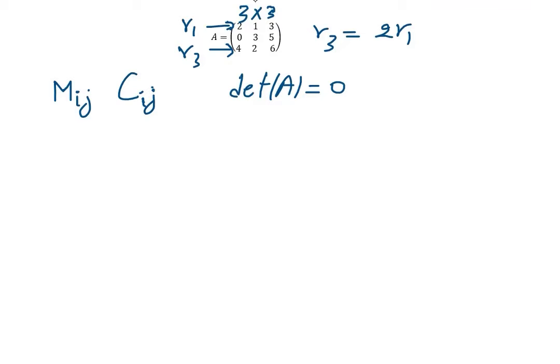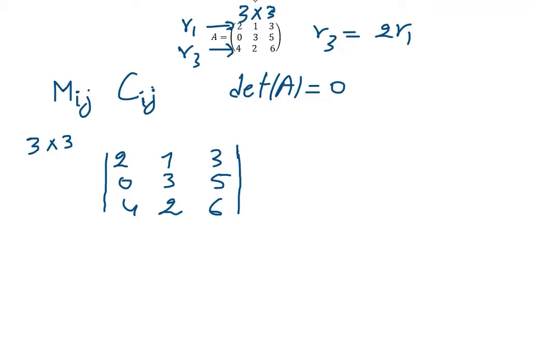But I will show you a method for computing the determinant of a 3 by 3 matrix. This method is just for 3 by 3 matrices, and to compute it you can write the entries of the matrix here: 2, 0, 4, 1, 3, 2, 3, 5, and 6. Then write the first two columns again, so just copy them here.